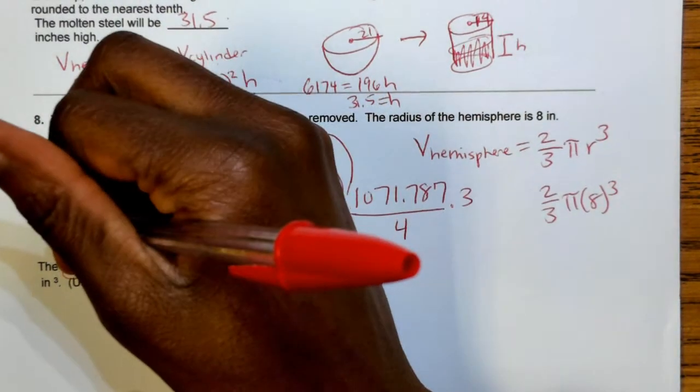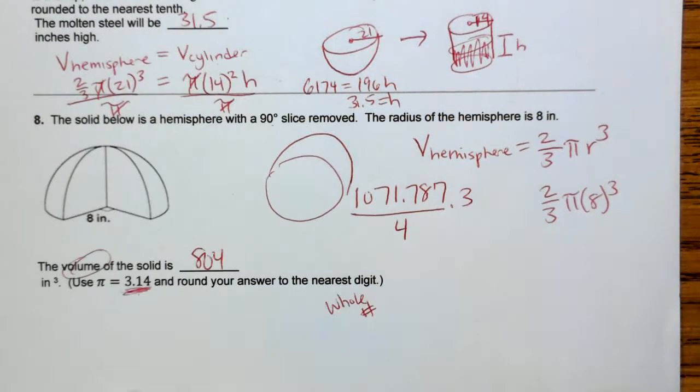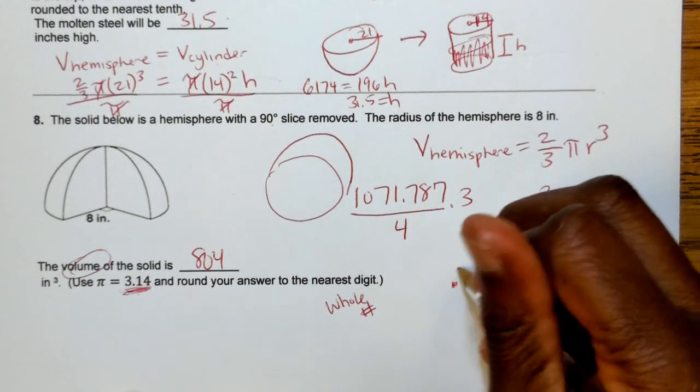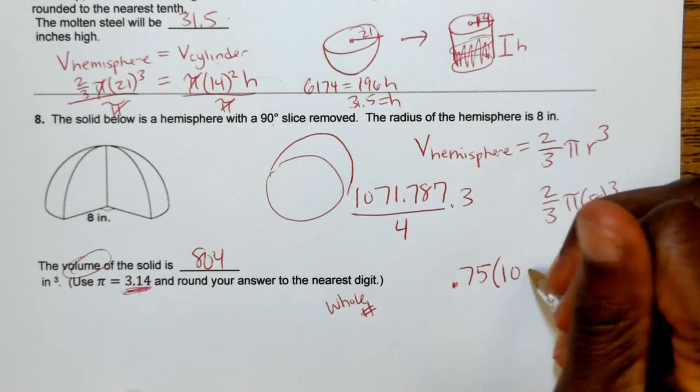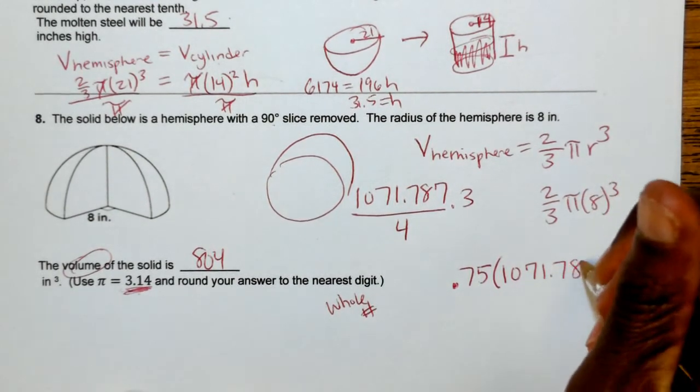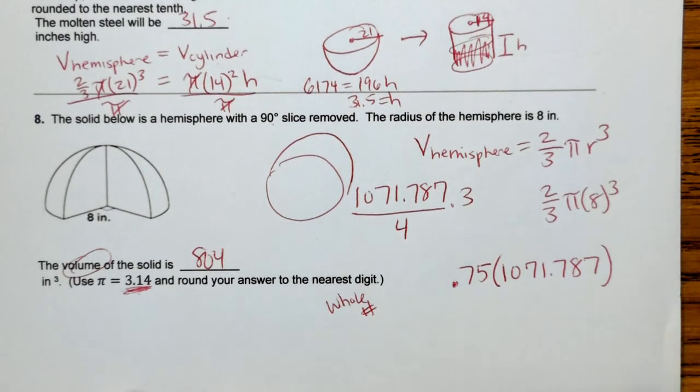Okay. So really what you're figuring out is what percentage of this hemisphere has been removed, and 25% has been removed, so you're taking 75% of the remaining piece. So that's the same thing as 3/4.